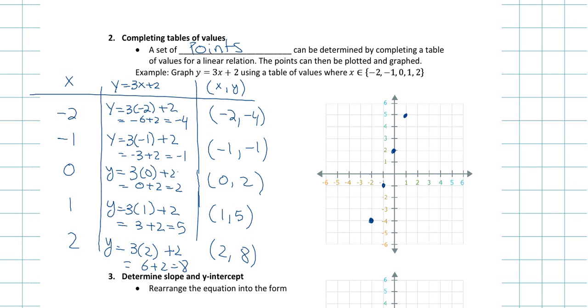And then the next one is 2, 8, but it's going to be way off my graph, so I don't need to have it. So it's as simple as just drawing a line between these points, and that is the line of this equation. Are we okay with that?